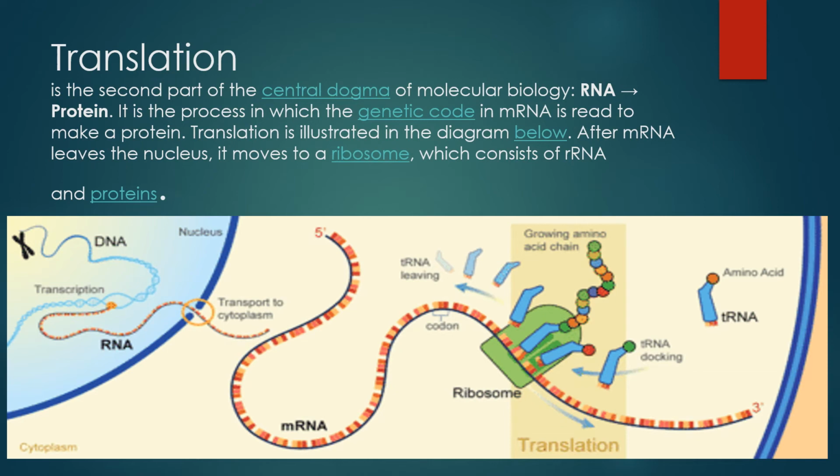After mRNA leaves the nucleus, it moves to the ribosomes, which consist of RNA and proteins. Also, the molecule of mRNA leaves the nucleus and goes to a ribosome in the cytoplasm, where translation occurs. During translation, the genetic code in mRNA is read and used to make a protein.